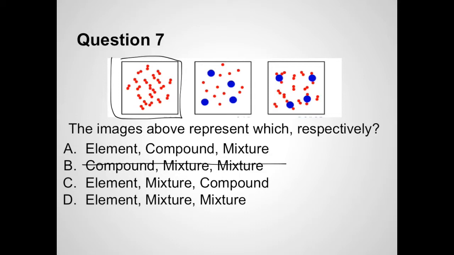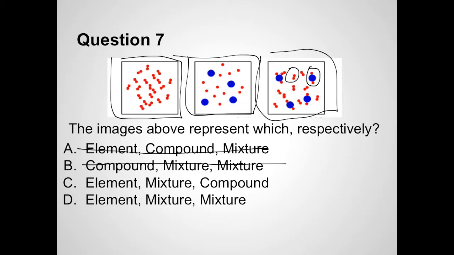The second box is two different types of atoms, but they are not bonded together. They are just mixed together. So that gets rid of answer choice A. The last box is a little bit tricky. It appears to be made of one type of compound and one element.